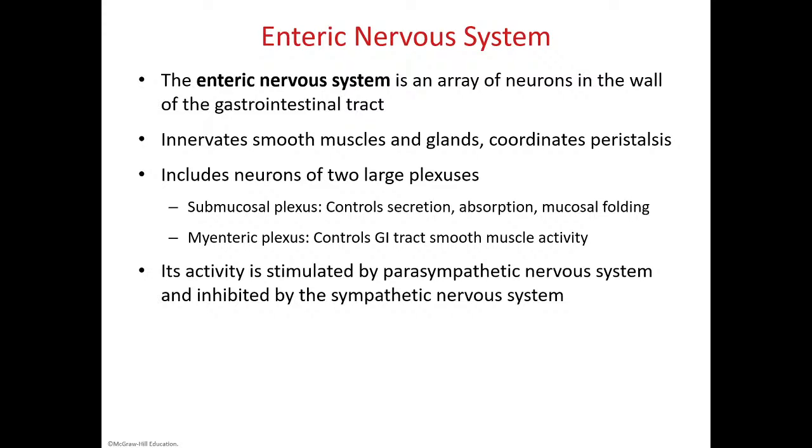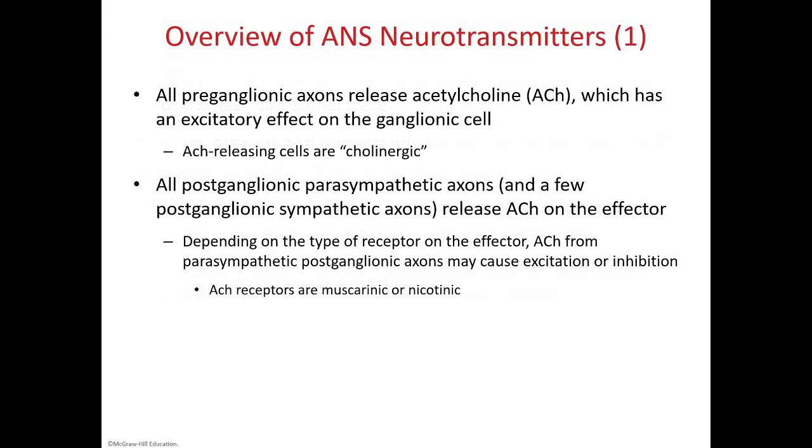All right. So in many ways, almost every way, they oppose each other, the sympathetic and parasympathetic systems. So all preganglionic axons are going to release acetylcholine, which has an excitatory effect on the ganglionic or postganglionic cell.